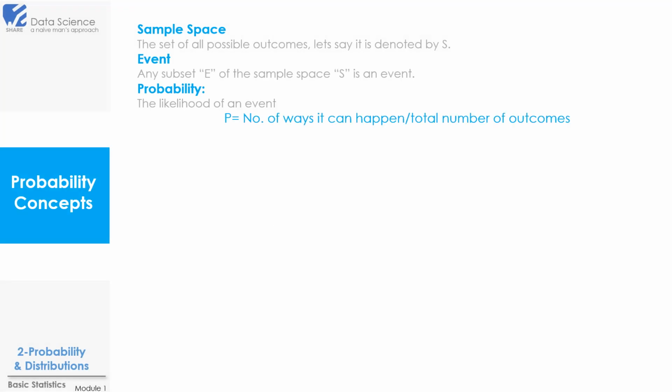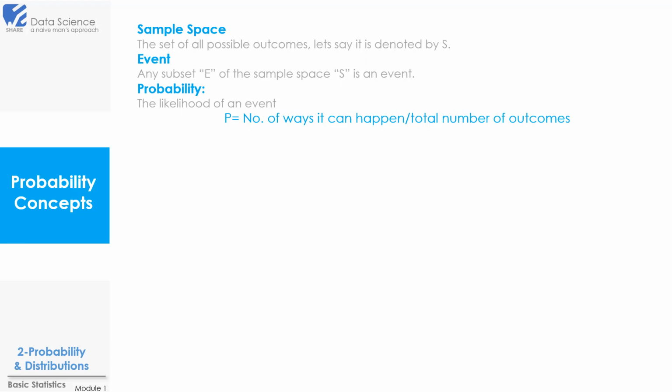Now to understand probability, we should know what is sample space and event. So basically sample space is the set of all possible outcomes and it is denoted by S. Then event is the subset of sample space and it is denoted by E. Now probability is the likelihood of an event and it is given by number of ways anything can happen, or number of events in favor divided by total number of outcomes or total number of events.